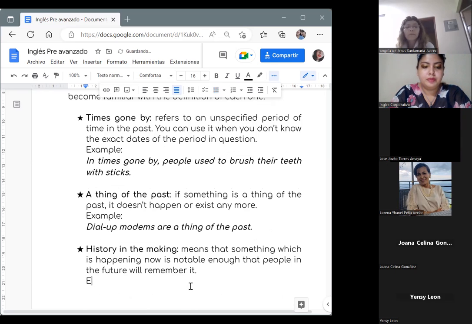And we have the example: the Black Lives Matter movement is history in the making. What we're seeing now is history in the making. So the social movements, political movements, and this kind of thing that ask for justice, they are history in the making, because in the future, we are going to remember that there were these kinds of movements that talked about the rights of people, and they were fighting for the things that they want. So this kind of action is history in the making.